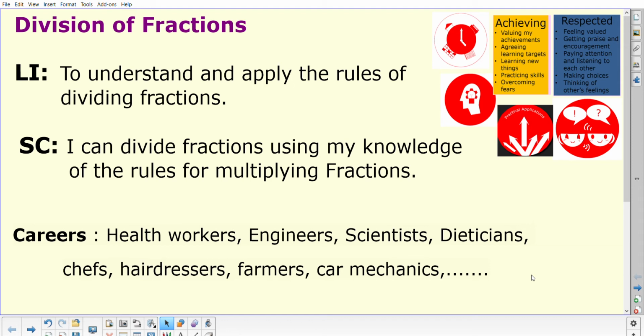So as I've said before, fractions is a very important topic. It's used in lots of different careers. You can see some of them on the screen. So it's got lots of practical applications. You're using your thinking skills again today. Make sure you're organised with your work as we do this.